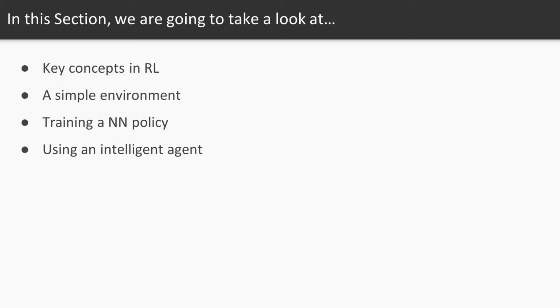In the first video, we will talk about some key concepts that are foundational to the reinforcement learning framework. Then in the second video, we will take a look at a simple environment so you can have a concrete example about the concepts we saw in the last video. In the third video, we will take a look at how to train a neural network for finding an optimal policy. And finally, in the last video, we will see how our intelligent agent will perform in the environment we will work with in this section. Okay, so this is the plan for this section.